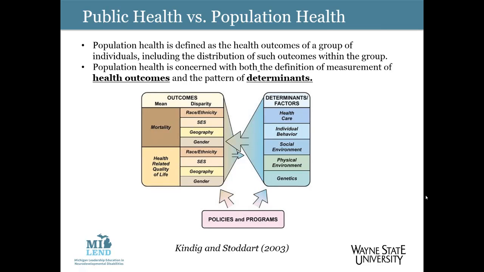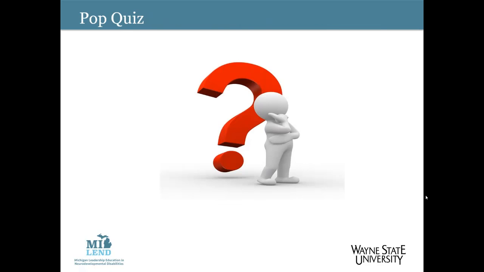And the other piece, which is the right side of this figure, has to do with how population health addresses the determinants of health, including those social determinants of health. So population health is also concerned with health outcomes, but also disparities in social determinants of health. So a way to illustrate this, I'm going to give you a pop quiz here, and I have a feeling you're going to do quite well on it.